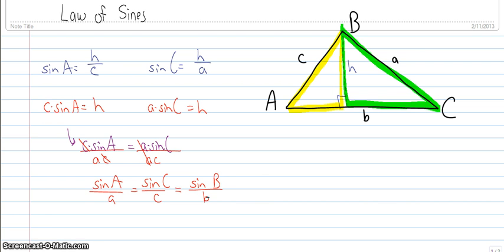Using properties of proportions, we could have also said that all of the reciprocals are true as well. In other words, A over the sine of A equals C over the sine of C equals B over the sine of B. And we can use this in any triangle regardless of whether it's a right triangle or not.